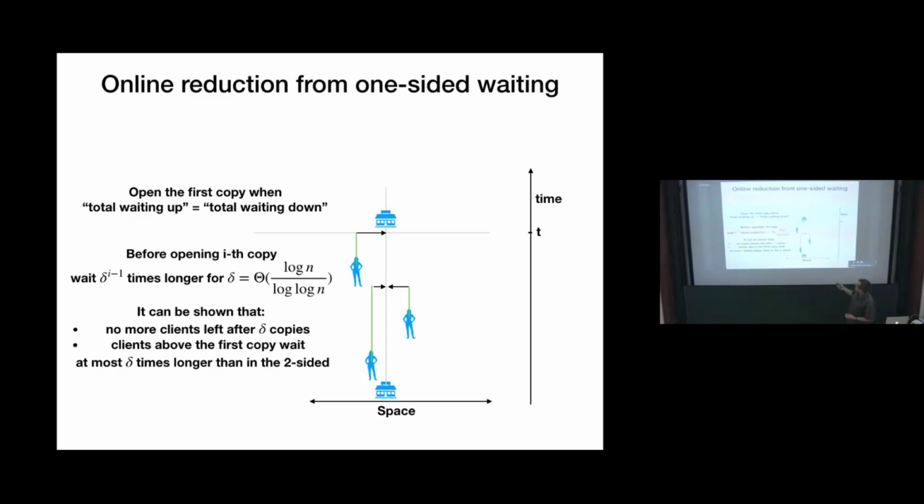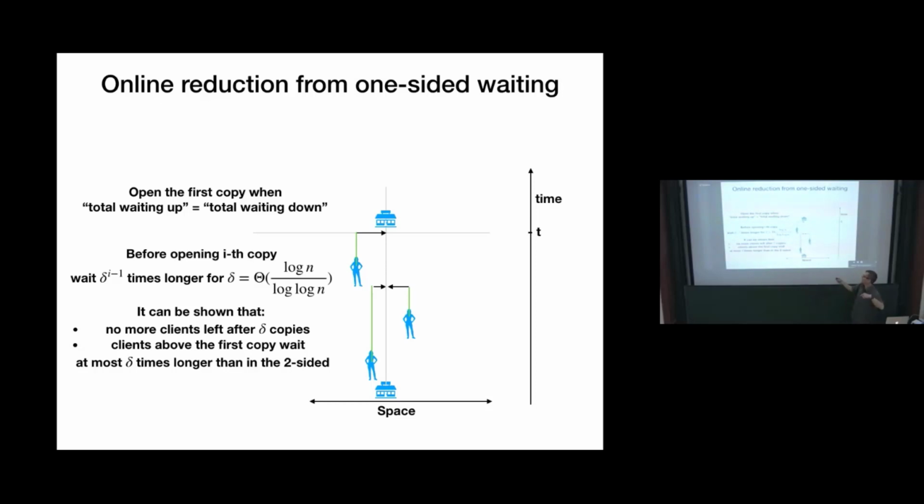And then you will open more copies, but these distances will form a geometric sequence. You will use some delta of this order, and you will say that each new interval between facilities is delta times longer than the previous one. And then you can argue that the number of clients that connect late to this facility will decrease geometrically between consecutive copies. So that number of extra copies will be enough. There will be no extra client left afterwards.